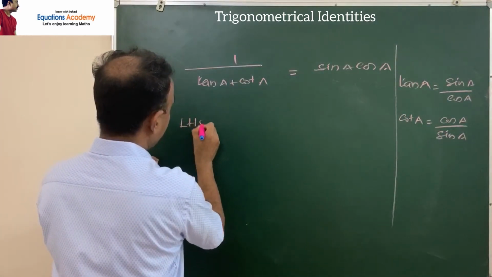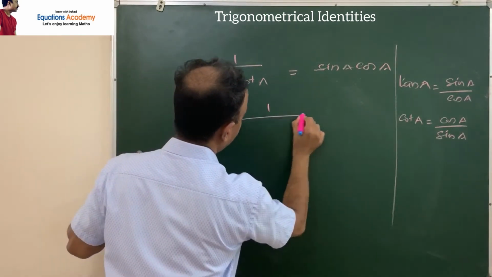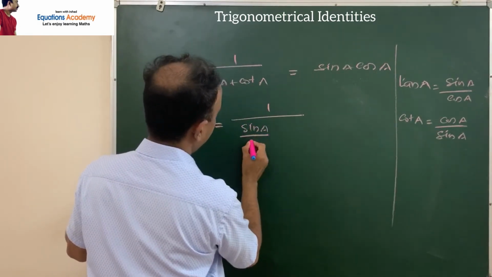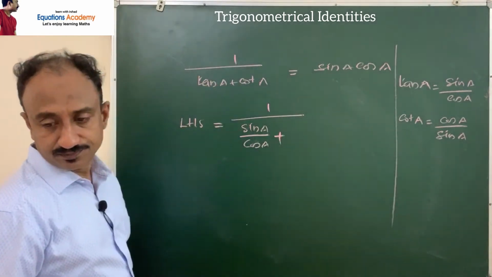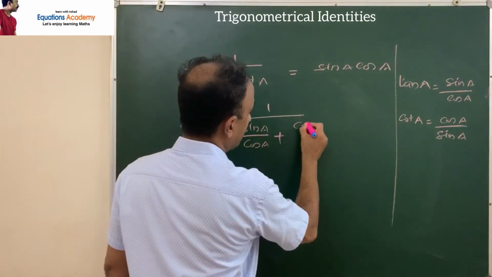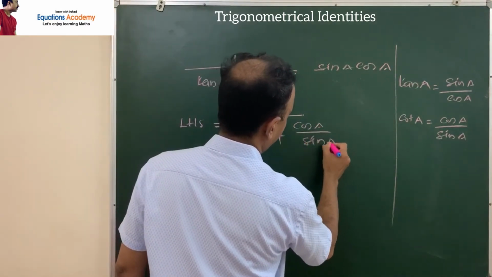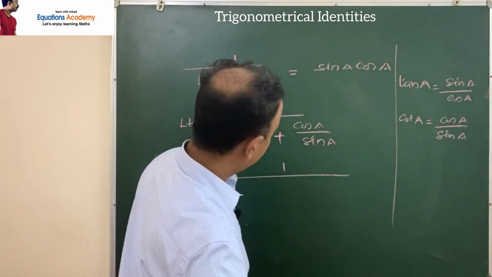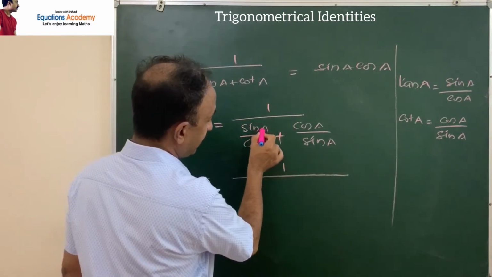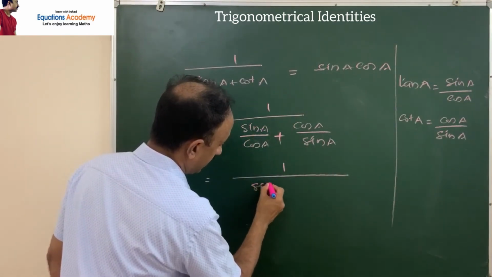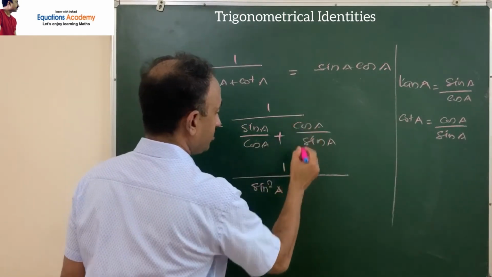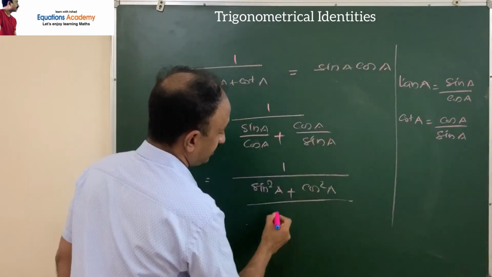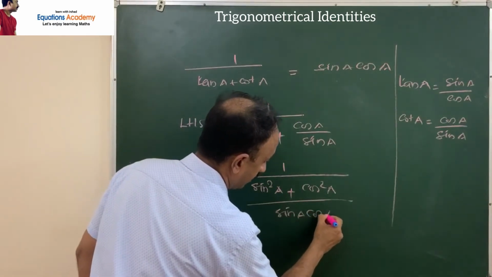So our LHS becomes, LHS is equal to 1 divided by tan A plus cot A. Tan A is equal to sin A by cos A plus cot A is cos A by sin A. 1 divided by sin A by cos A plus cos A by sin A is equal to 1 divided by sin A into sin A, it is sin square A, plus cos A into cos A, it is cos square A, divided by cos A into sin A, it is sin A cos A.